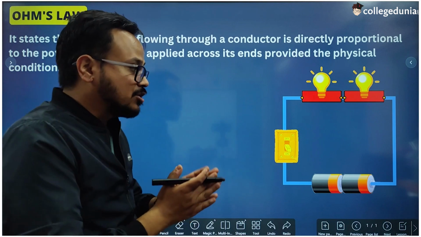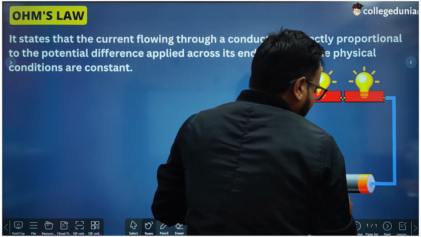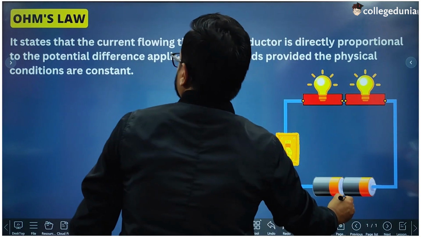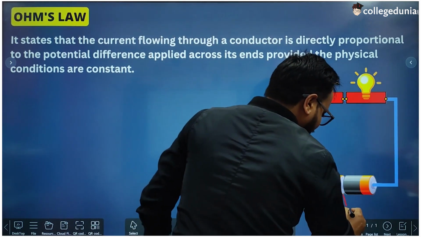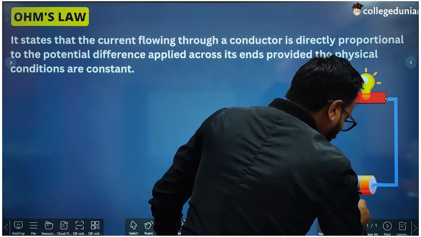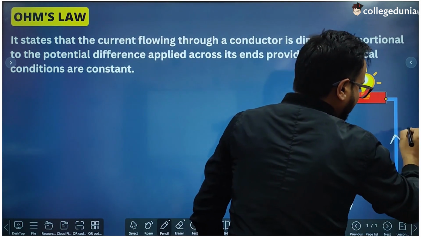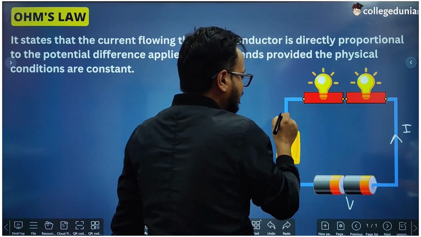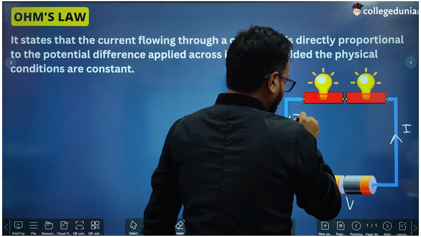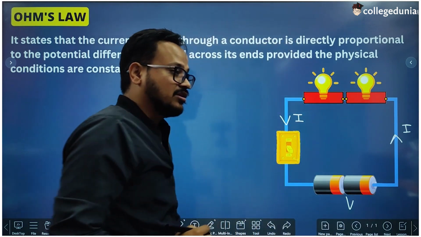What is the meaning of this law? Here you can see a circuit. Suppose we have applied a potential difference V in this circuit, right? This is the potential difference V, and due to this potential difference, let the current I be flowing in this circuit. So, what is the meaning of potential difference?